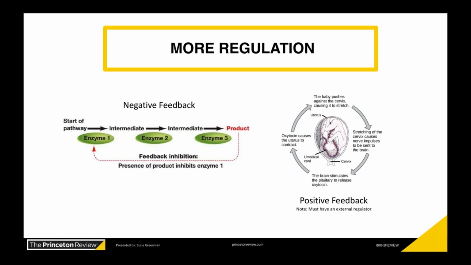Your uterus starts to contract. As your uterus starts to contract, the baby's head starts pushing against the cervix. The cervix has stretch receptors in it. So as the baby's head starts pushing against the cervix, those stretch receptors get activated. And as those stretch receptors get activated, it's sending nerve impulses to the brain saying, hey, I'm getting stretched. And the brain recognizes this, sends a signal to the pituitary, hey, it's time to release some oxytocin.